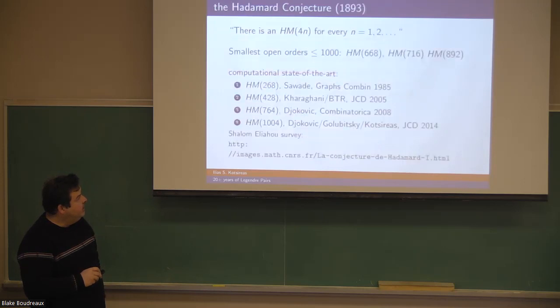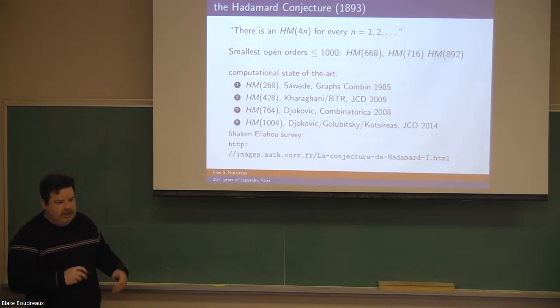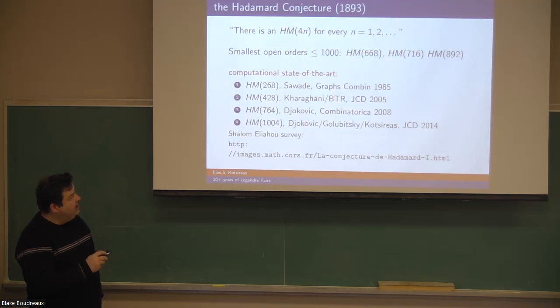So this is the second construction I wanted to mention, and how all of this is related to the Hadamard conjecture that I will come back to in a minute, which is open since 1893, if you like, and implicit in the work of Sylvester, that there is a Hadamard matrix of order 4n for every n, 1, 2, and so on. These are the smallest open cases: 668, 716, and 892, less than 1,000.